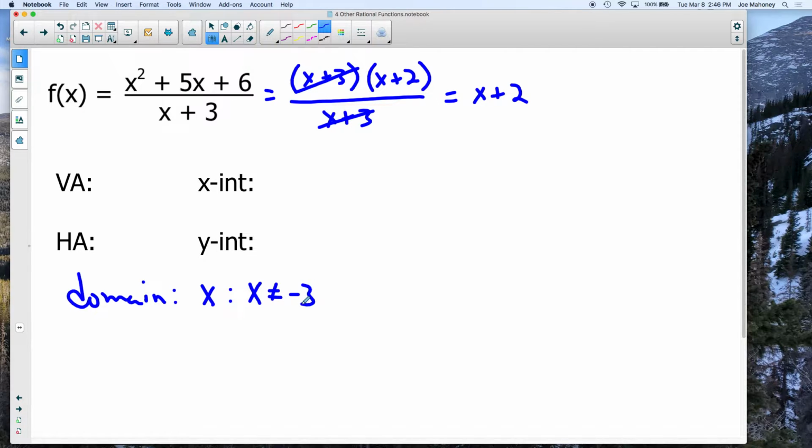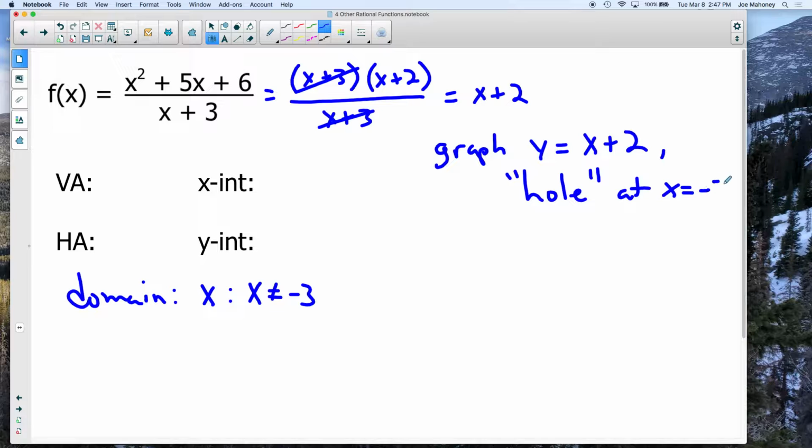So what's this graph going to look like? This graph is going to be the graph of y equals x plus 2, but it has what I like to call a hole at x equals -3. That's what's going on. The function is still undefined at x equals -3. But the rest of the graph behaves like y equals x plus 2.